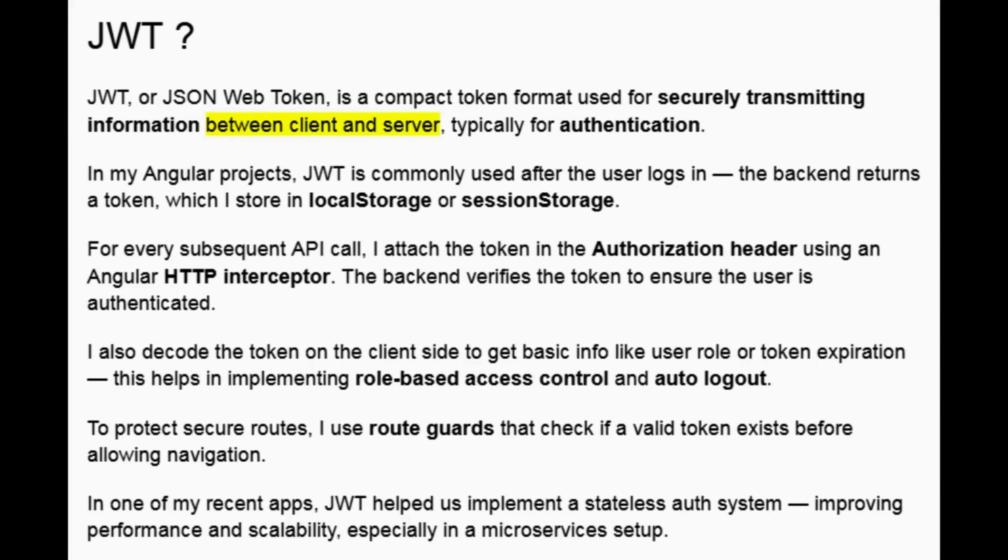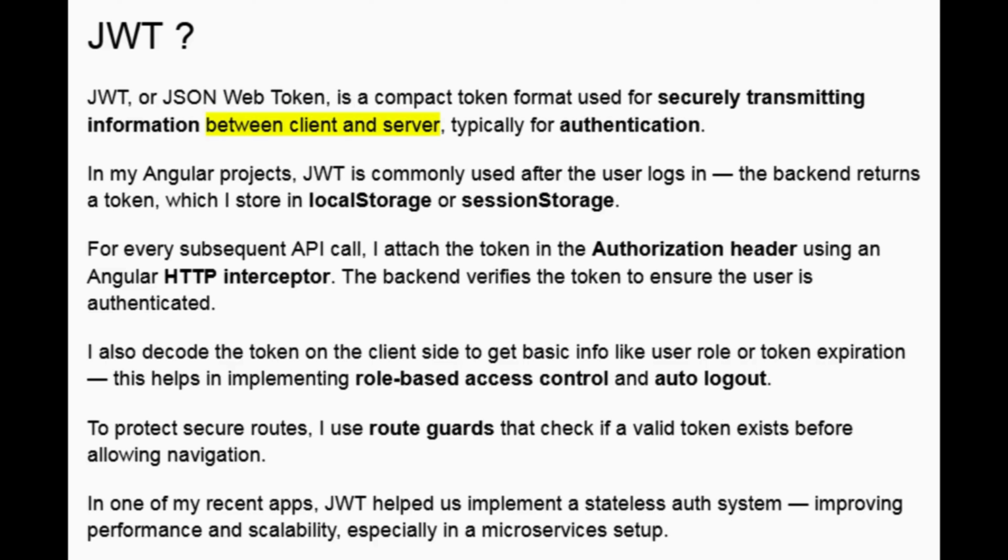JWT or JSON Web Token is a compact token format used for securely transmitting information between client and server, typically for authentication. In my Angular project, JWT is commonly used after the user logs in. The backend returns a token which I store in local storage or session storage. For every subsequent API call, I attach the token in the authorization header using an Angular HTTP interceptor.